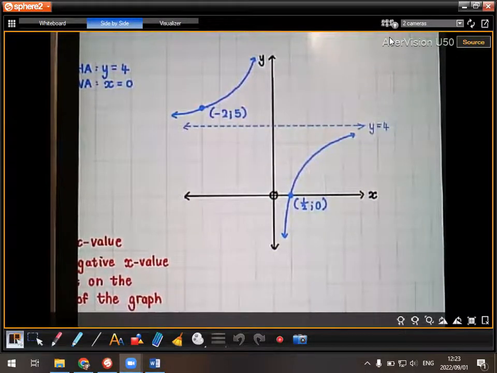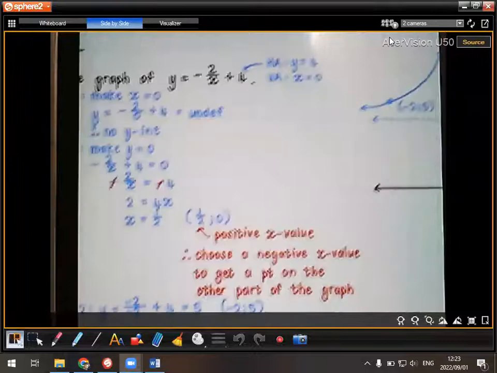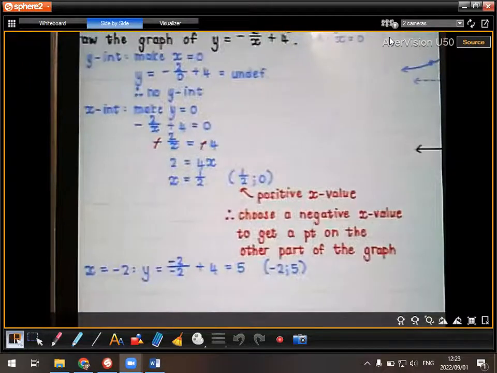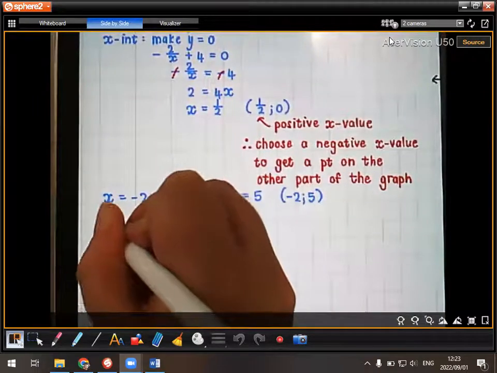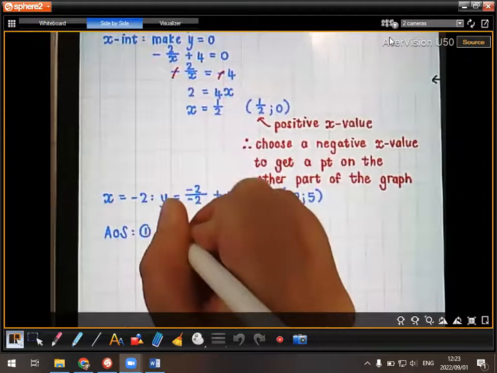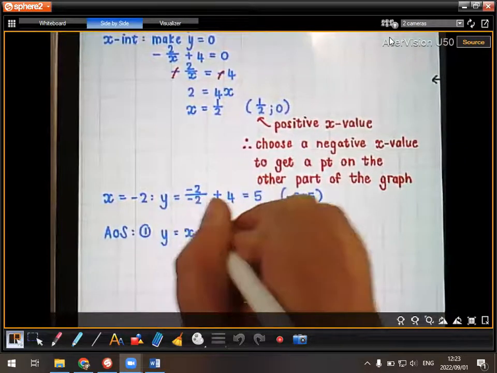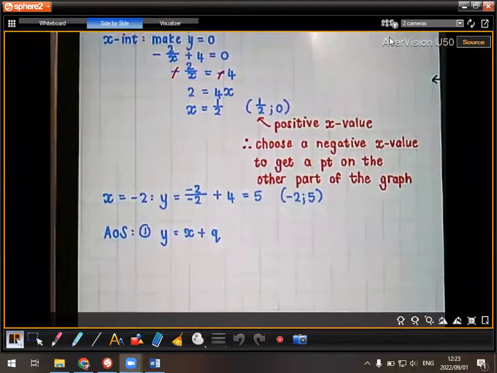Okay. What I want us to do now is to actually draw the axis of symmetry, all right, just so that you get an idea of that. So let's quickly go back to the equation of the graph. This was the equation, the axis of symmetry. Remember, the one is y equals x plus q. I'm just writing the equation again. Guys, this doesn't change. It's always x plus whatever your q value is.